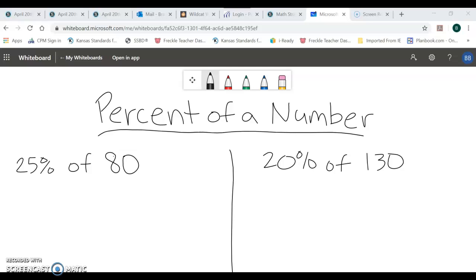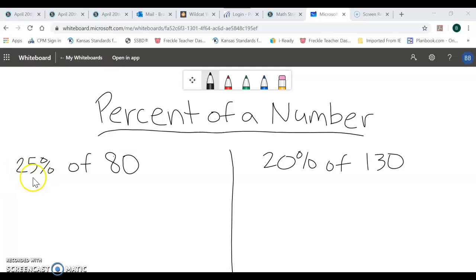This video will be a review of percent of a number. I'm going to go over both methods. This method will be the decimal and multiply method, and this method will be the fraction and multiply method. So let's start with the decimal and then multiply method.